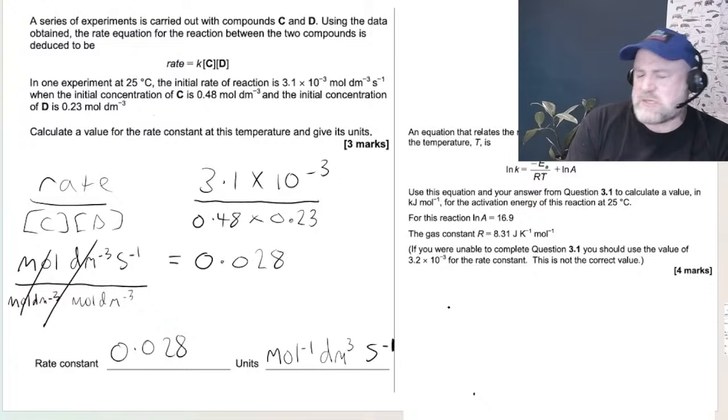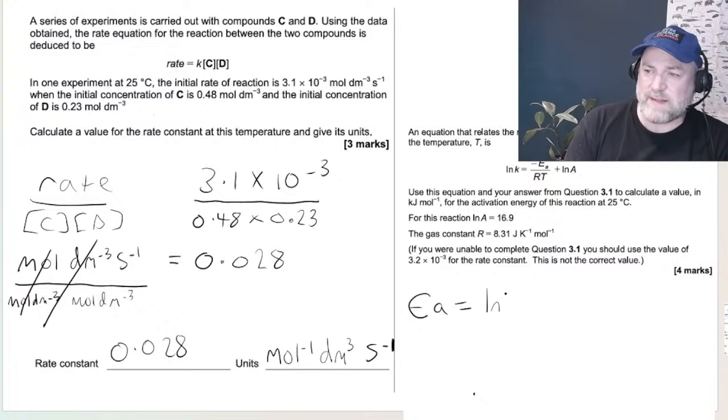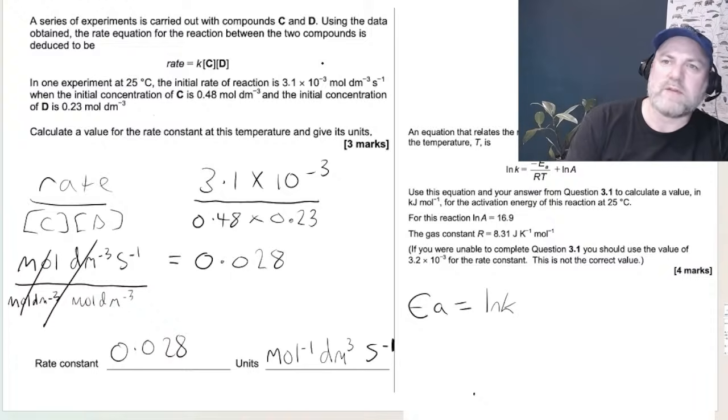So let's smash this in and see what you guys can get. Obviously, you're going to rearrange that to make EA the subject. There's more than one way to do this. You could start by minusing the natural log of A, or you could add EA to each side, and then minus natural log of K, and you could end up with something like this. There are different ways to rearrange it.